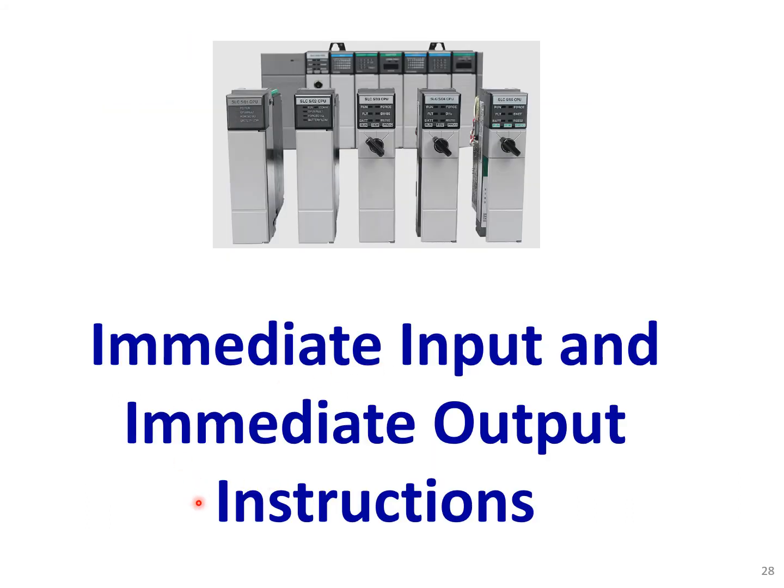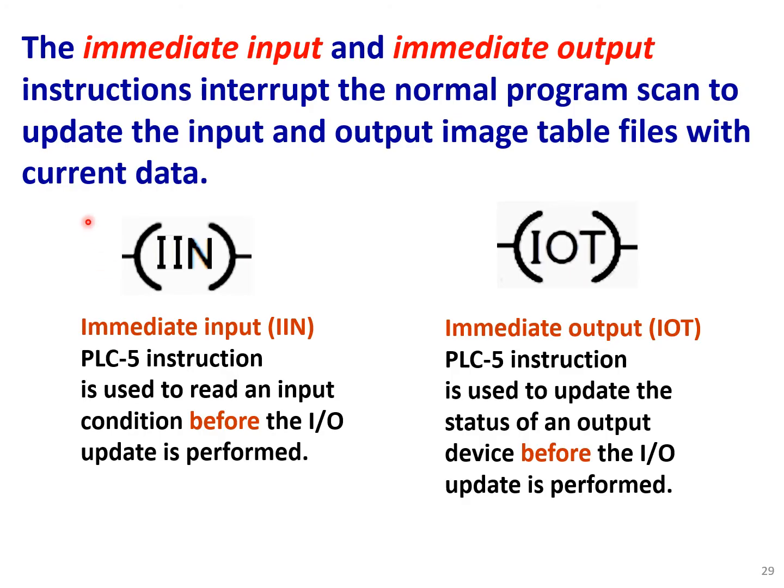Immediate input and immediate output instructions. The immediate input and immediate output instructions interrupt the normal program scan to update the input and output image table files with current data. So IIN and IOT, immediate input and immediate output. For the first one, IIN, immediate input, the PLC-5 instruction is used to read an input condition before the IO update is performed.